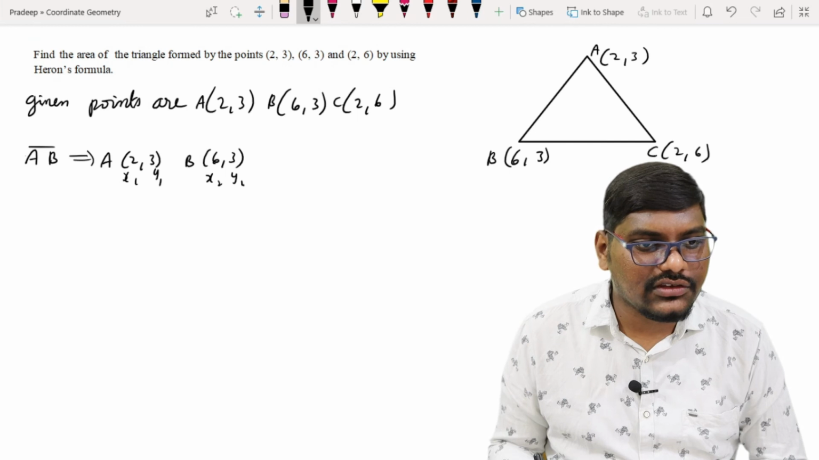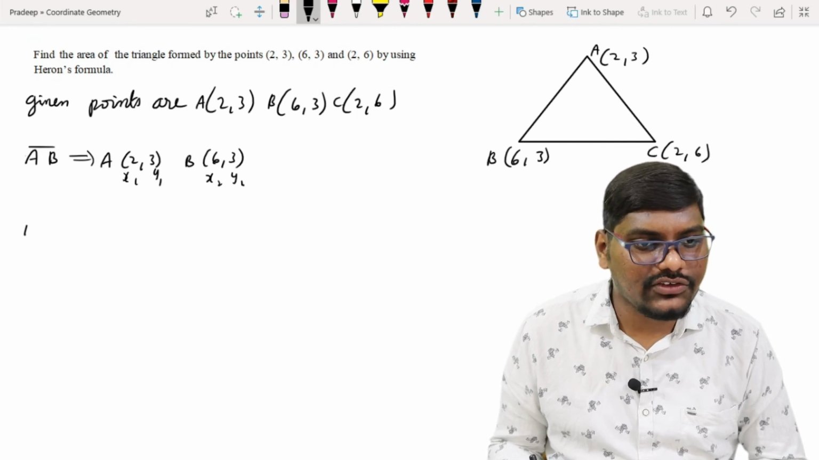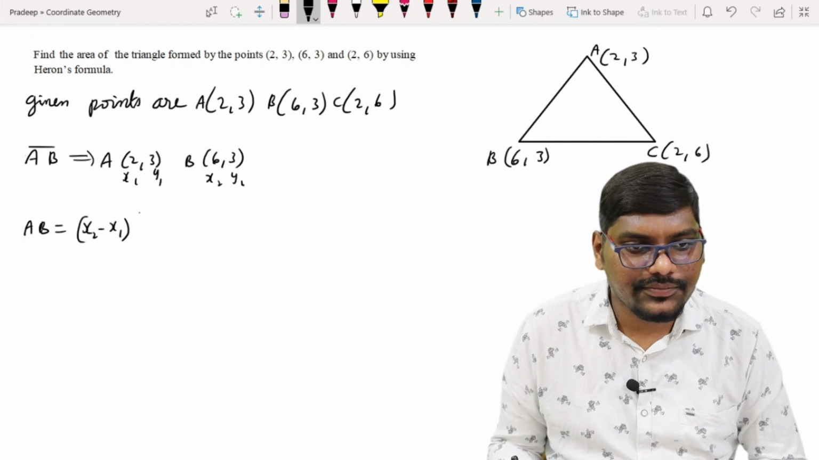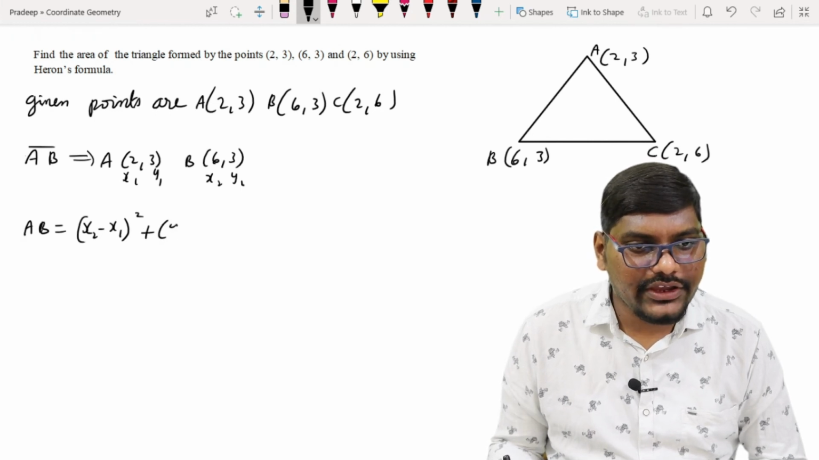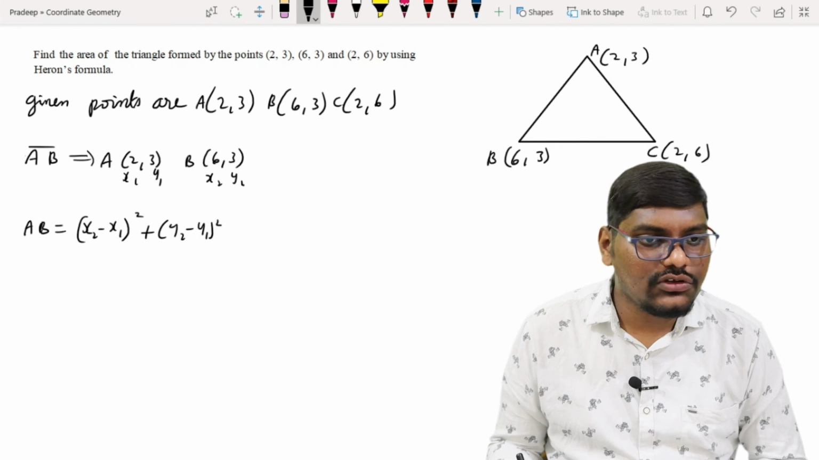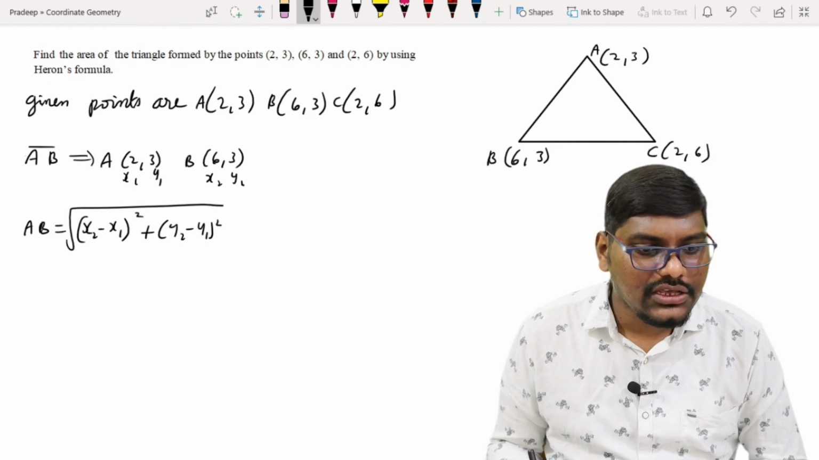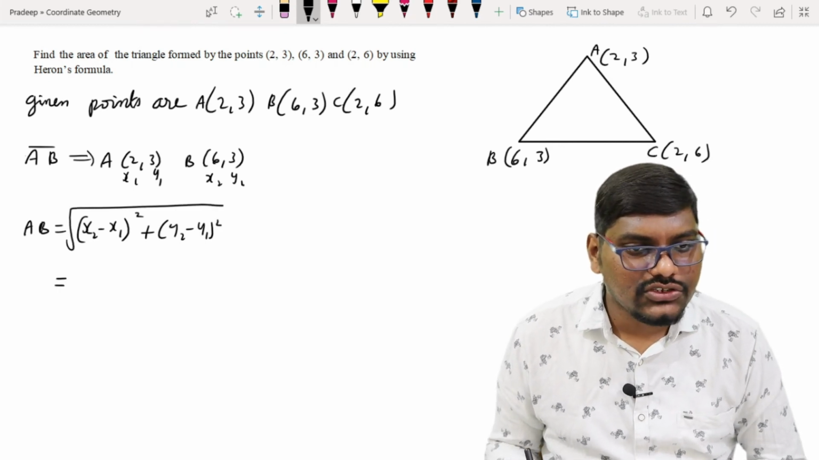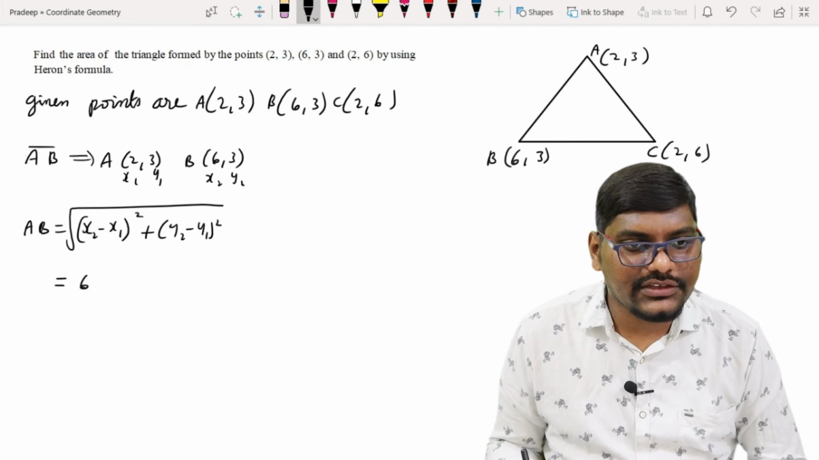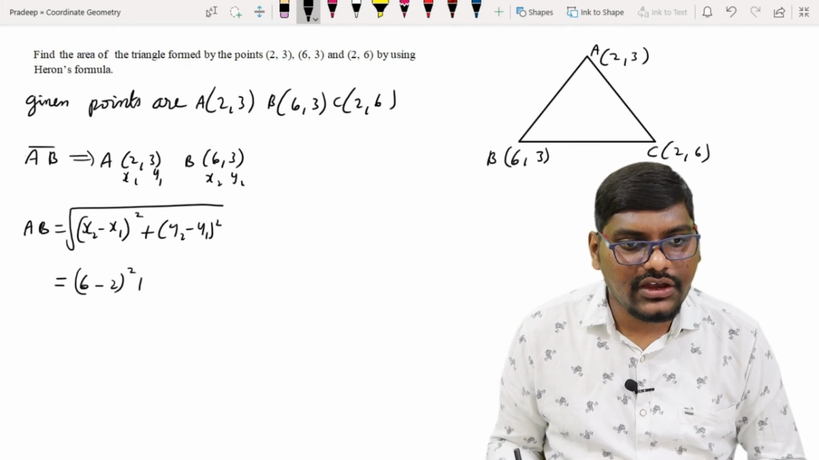The distance formula we will use, that is AB equal to the square root of (x2 minus x1) whole square plus (y2 minus y1) whole square, is the formula. So let's substitute the values. x2 was 6, x1 is 2, so whole square, y2 it is 3 and y1 it is 3 again.